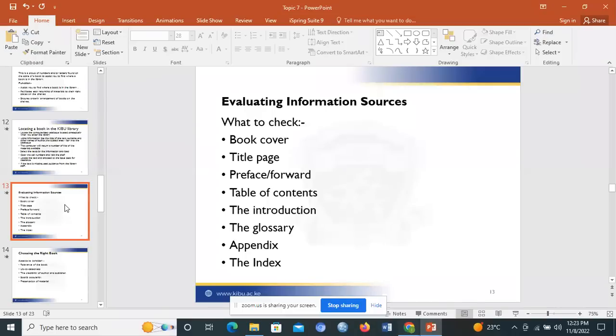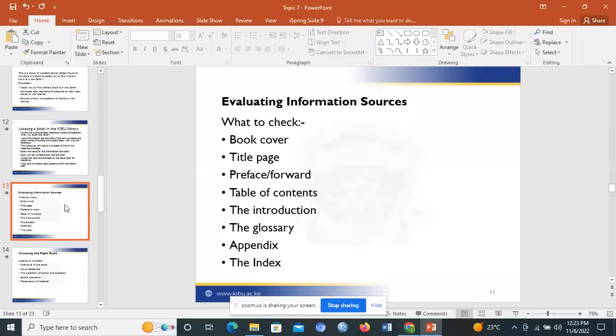You could also find information about the author of the book from the cover. Also, sometimes people review a work and write their comments on the cover of the book. So it will help you to know how authoritative the author is in terms of what they have written. Look at the title page. It will help you also to get an idea of what is contained in the book.